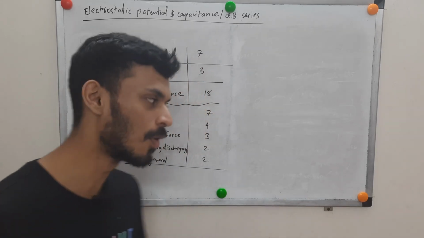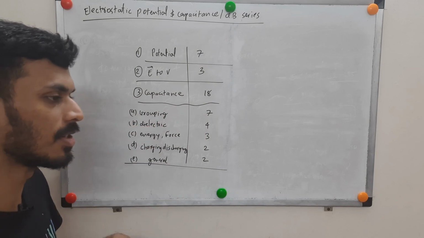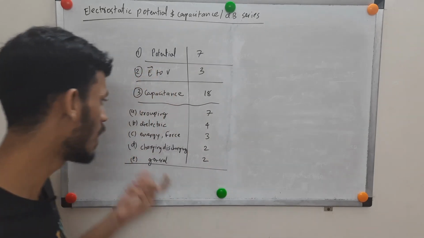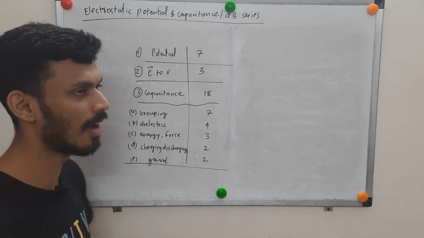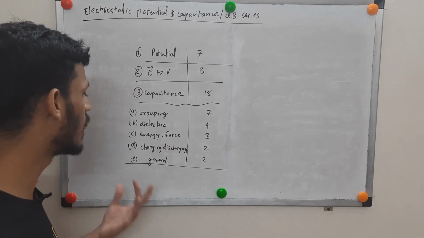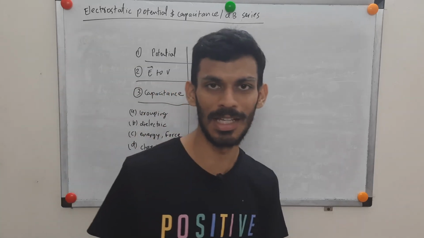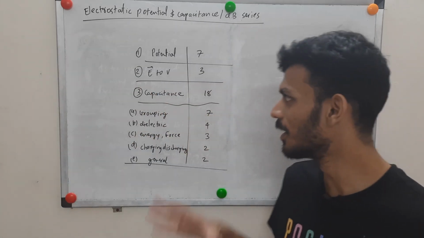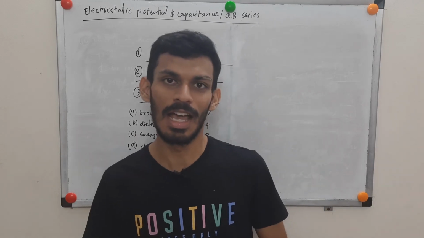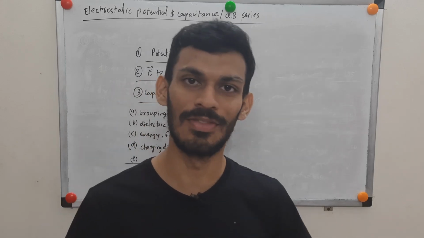In that also, if you want to see the subdivision, you have grouping of capacitors, series and parallel, 7 questions, dielectric, 4 questions. Then we have energy of the capacitor or the force on the plates, 3 questions from there. Charging, discharging, 2 questions, and in general 2 questions about capacitors. So that's the brief breakup over the previous years. Let's hop into the questions and let's get stronger with every question we answer.